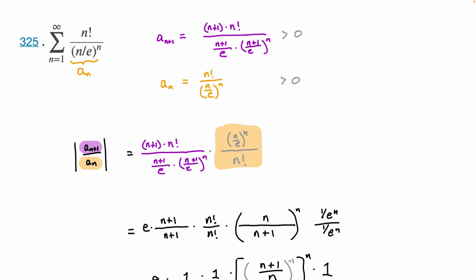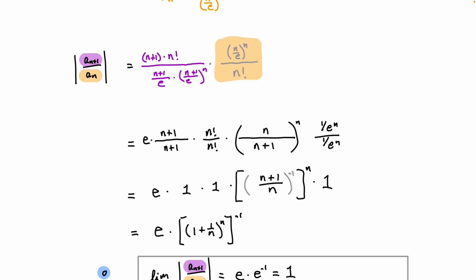Let's look for some cancellations. Let's take n plus 1, place it over n plus 1. This e is the reciprocal of e, so that comes to the top. N factorial, we can place it over n factorial. N to the power n appears in the numerator. N plus 1 to the power n appears in the denominator. And then 1 over e to the n is in the top as well as in the bottom.